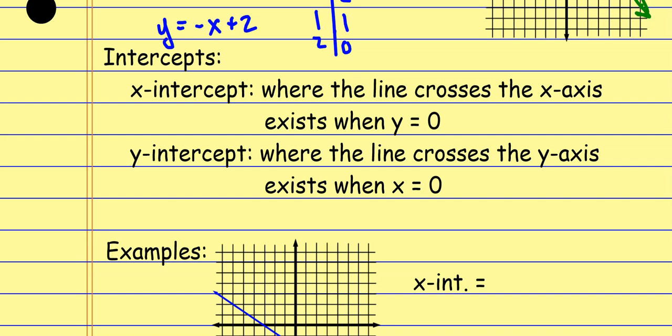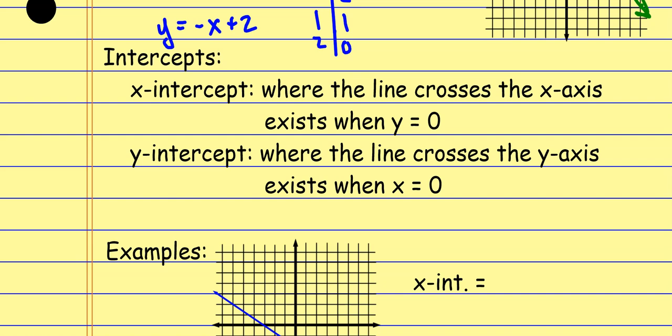So we have to look at this from 2 perspectives. We have to look at it from a visual perspective, all right? What does the x-intercept look like when I see it on a graph? What does the y-intercept look like when I see it on a graph? But then also from an algebraic perspective, how do I find the x-intercept from an equation? How do I find the y-intercept from an equation?